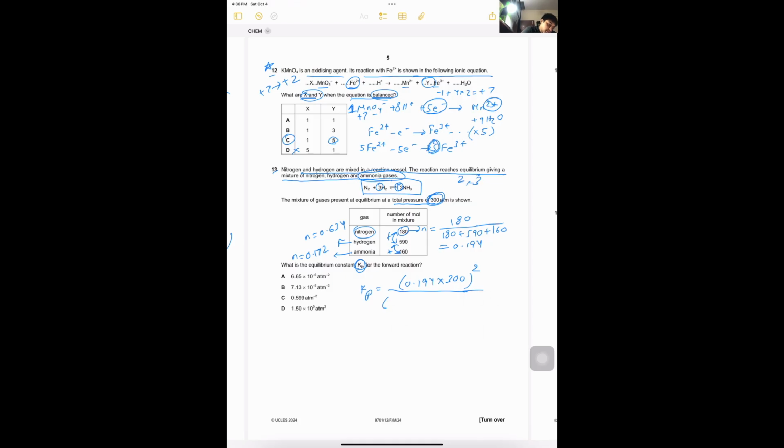Then for hydrogen, it's 0.634 into 300, and this time 3 moles, so it will be cubed, into finally 300 into only 1 mole. Oops, sorry, I've done one small mistake. This one was for ammonia, 0.172, and this one is the one for nitrogen, this time 0.634.